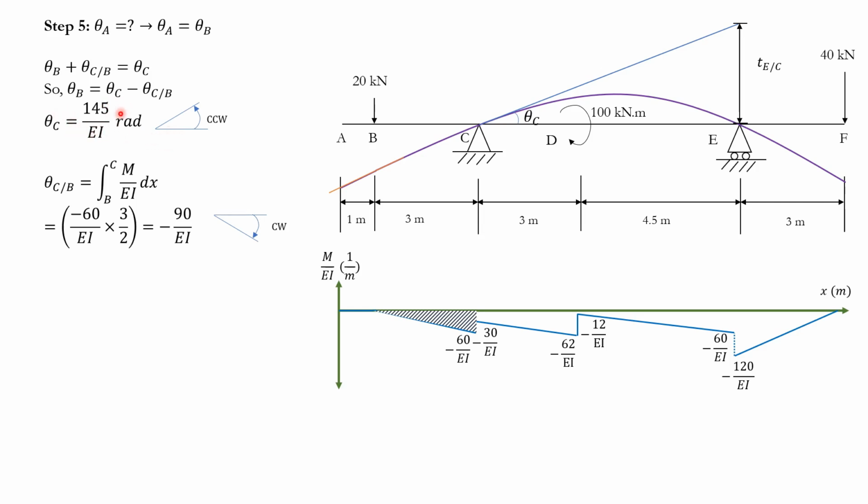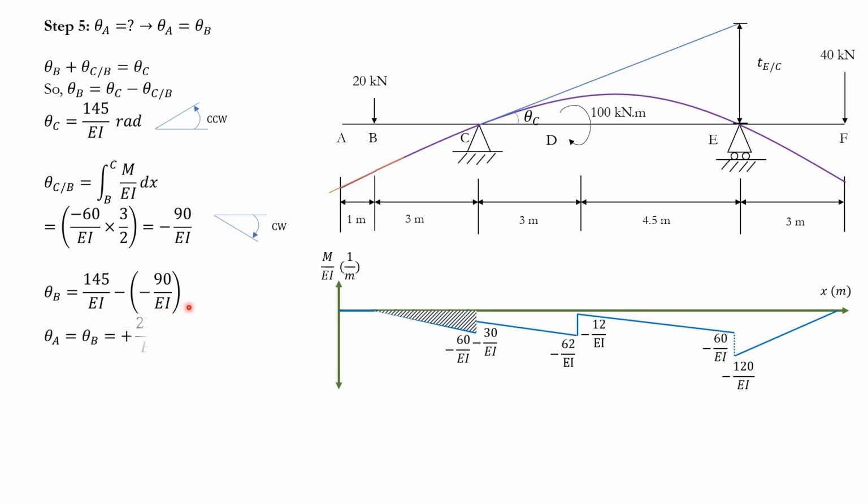Well, for this one, theta C, you know it's 145 over EI, right? This is counterclockwise. Theta C with respect to B here, this value is actually clockwise. So that means that the signs between this and this just have to be opposite each other. You can think of counterclockwise as positive, clockwise as negative. So you just have to say 145 minus negative 90 over EI. That's pretty much really it, right? Just imagine counterclockwise positive, clockwise negative. That's pretty much what you need to know.